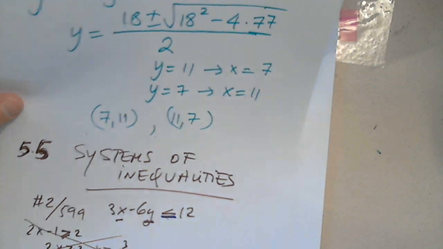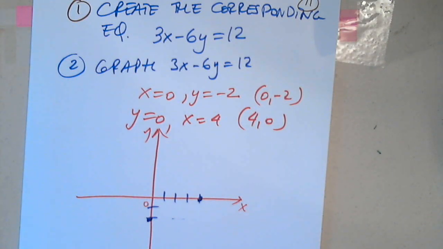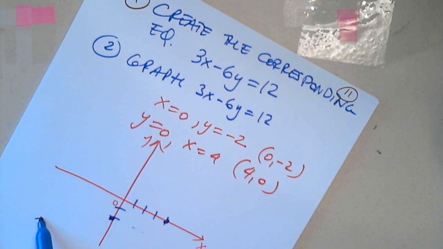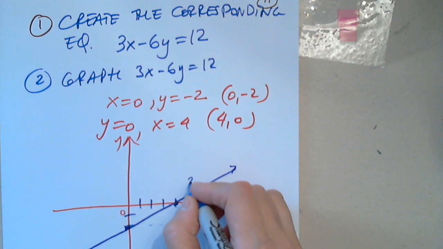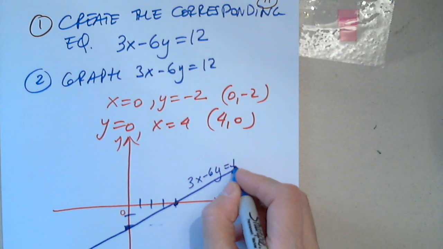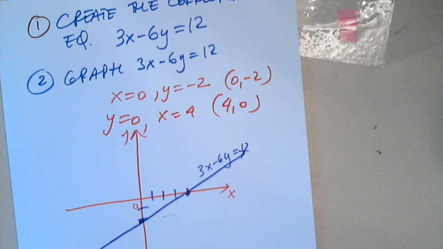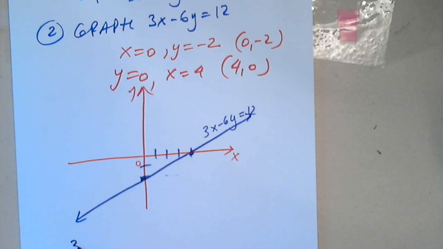I stop for a moment to check whether this inequality has the equal symbol. If it has the equal symbol, and it does, the graph of the line will be solid, line or curve or function, whatever it is. So this is 3x minus 6y equals 12. This is just the line. In step 3, I pick a point.